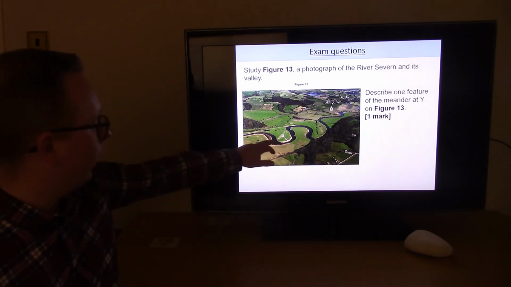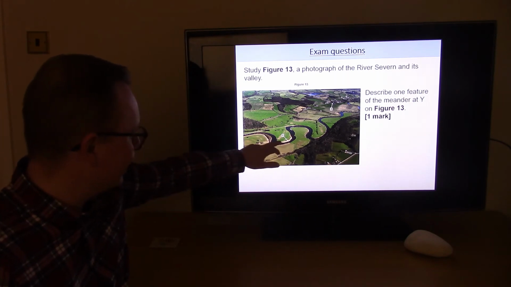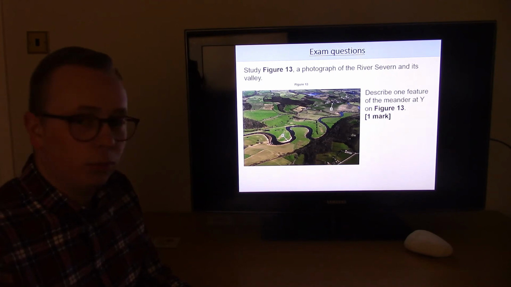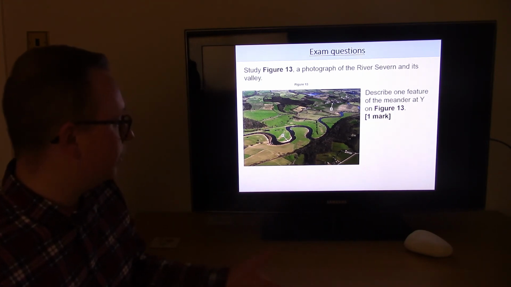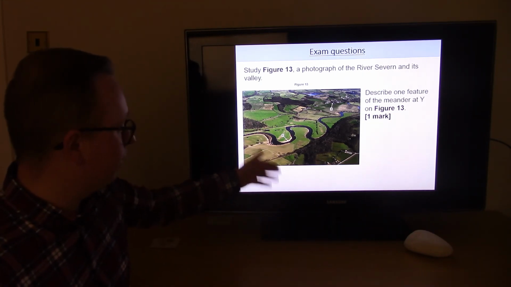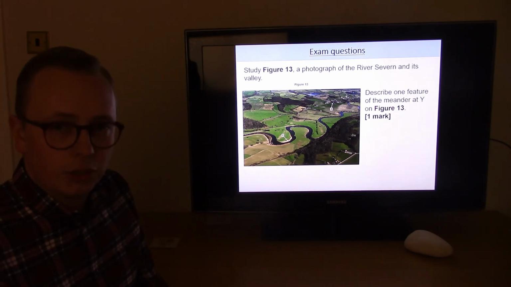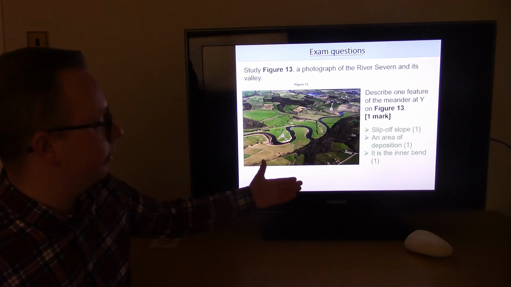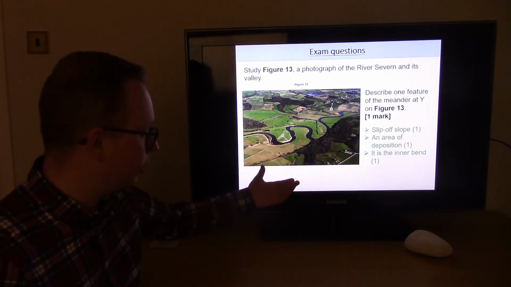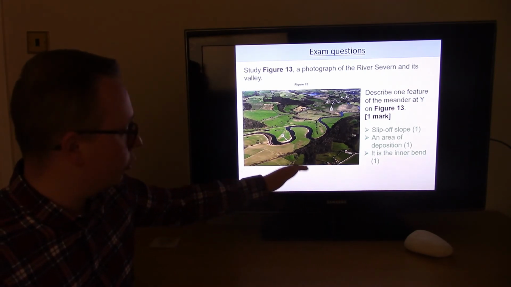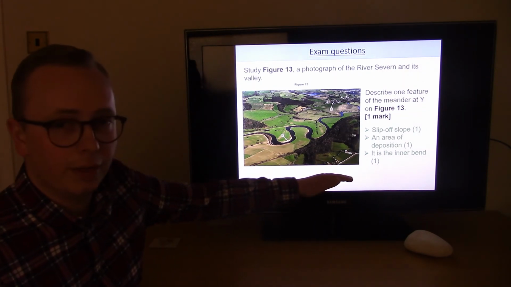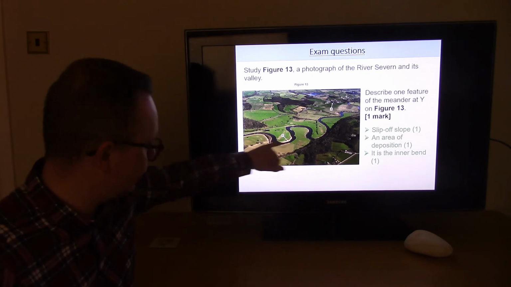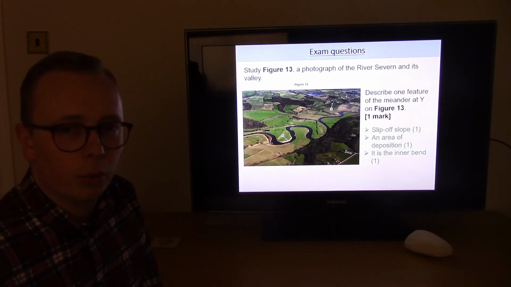Well, here's point Y, and we see this light brown colour on the side of the river channel. We should all now be able to recognise that as sediment that's been deposited. We know it's on the inside bend. So it's only 1 mark, we can get away with a short answer here. For stating it's a slip-off slope, we can say that it's an area of deposition. The exam board here actually also awarded a mark for just specifying that it's on the inner bend. But really, to me, the best answers here are picking out this feature of deposition where point Y is pointing to.